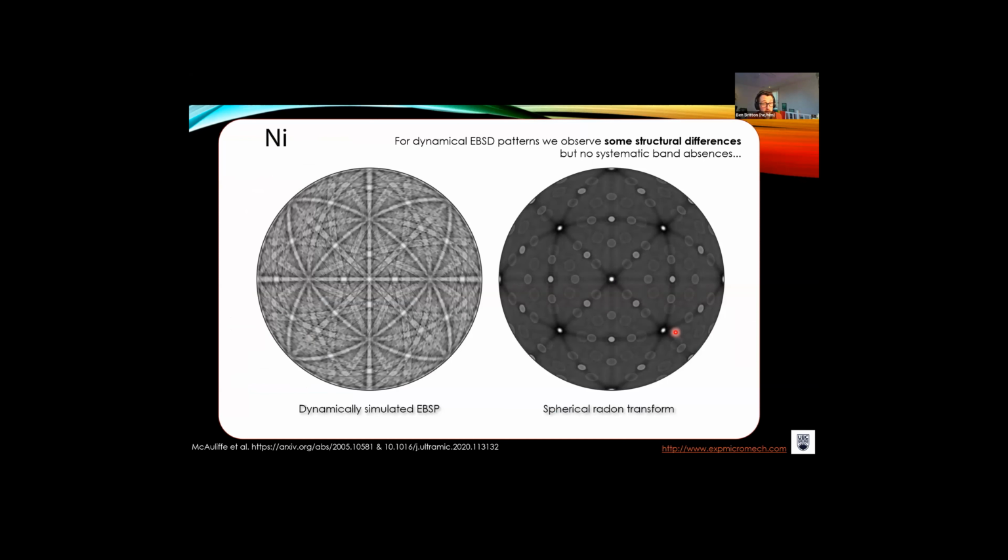If we then look at the crystal diffraction pattern, so this is the diffraction pattern presented as a stereogram, as a simulation, and I'm just flickering between the two crystals, we can see there are subtle variations. Certain bands are disappearing and reappearing. On the right hand, we have what's called the spherical Radon transform.